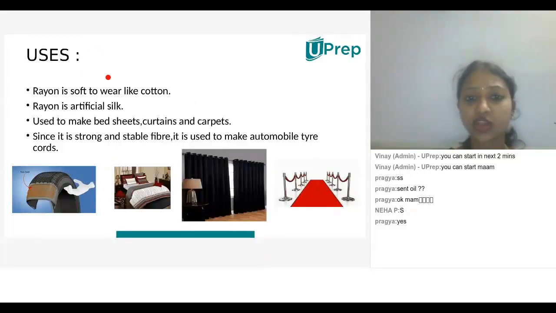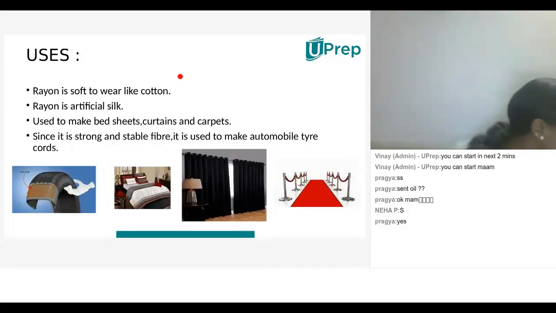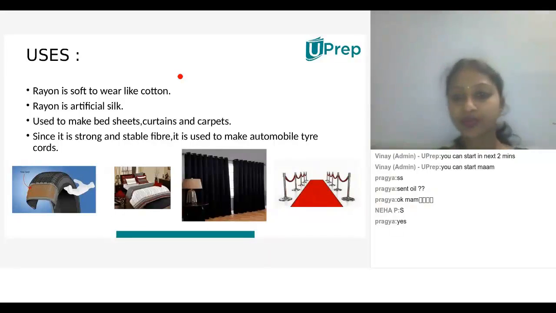So these are the uses of rayon. Can you please read? Yes, ma'am. Rayon is soft to wear like cotton. Rayon is artificial silk used to make bed sheets, curtains, and carpets. Since it is a strong and stable fiber, it is used to make automobile tire cords.